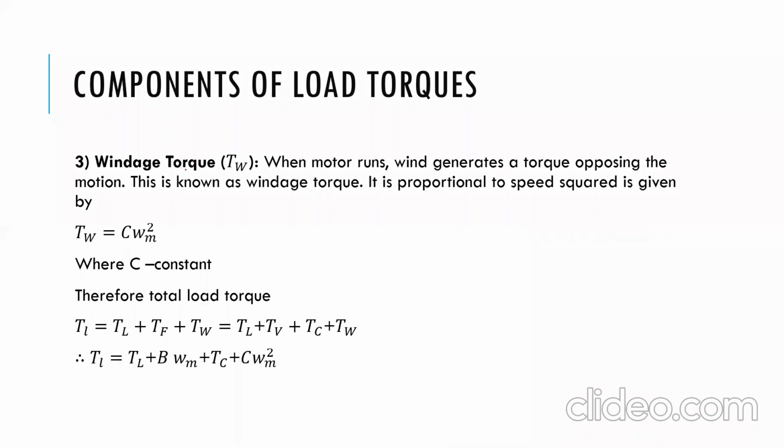Next is the windage torque. When a motor runs, wind generates a torque opposing the motion. This is known as windage torque. It is proportional to speed squared and it is given by the formula TW is equal to C omega m square. As the machine runs, the opposition by the wind near it will increase. Therefore the windage torque will increase, and it is given by TW is equal to C omega m square.